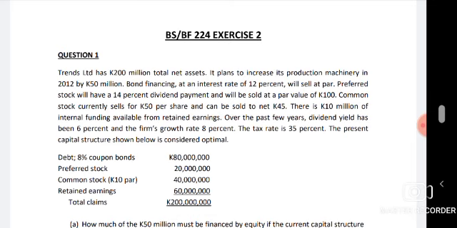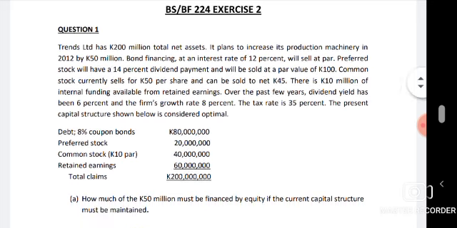Over the past few years, dividend yield has been 6% and the firm's growth rate is 8%. The tax rate is 35%. The present capital structure shown below is considered optimal. So this is what they have as a capital structure, which they view will be optimal and will help minimize that cost of capital. So you have those structures and the amounts of each structure.